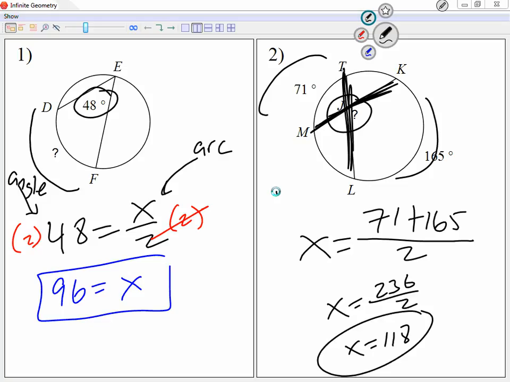Once again, the way I started is not that I always put x by itself. I put the angle, whether it's x or a number. What I put on top of my fraction are the two arcs, whether it's a number or it's x.